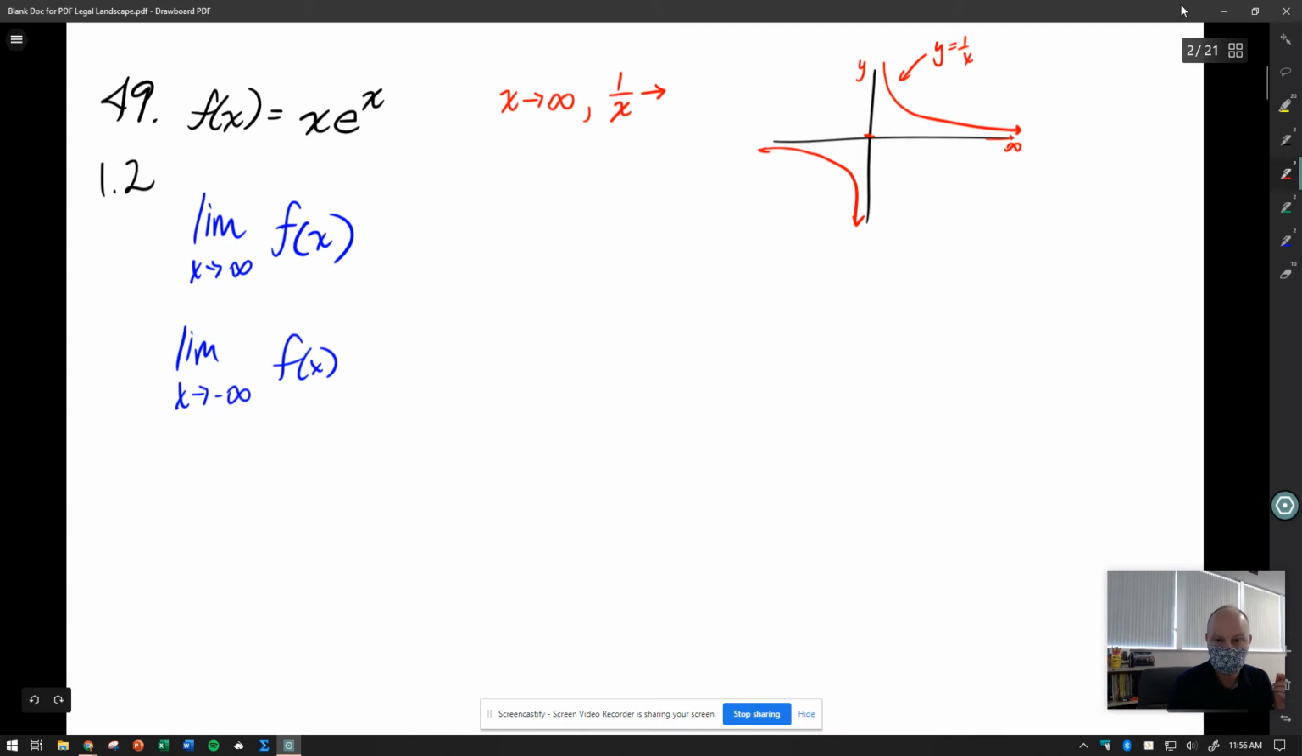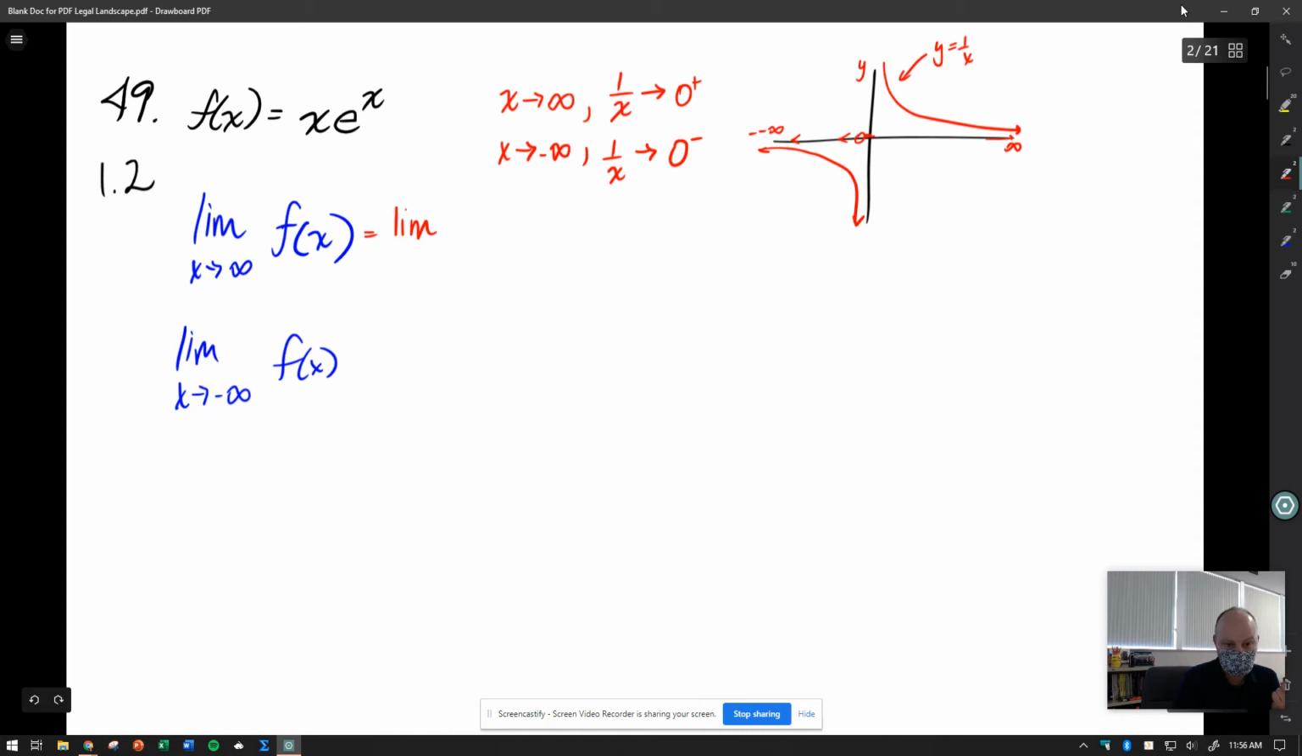So 1 over x goes towards 0. I'm going to say from the right. Really, since it's a y value approaching, it's kind of from the top, but that's what we're looking at here. And then as x goes to negative infinity, so as x goes this way towards negative infinity, then 1 over x is approaching 0 again, but it's approaching it from the bottom of y equals 0, so it's approaching from the left.